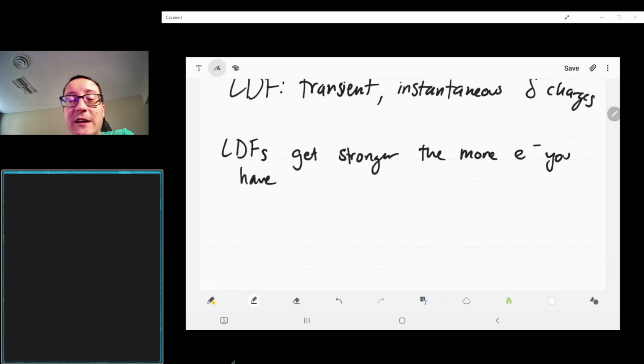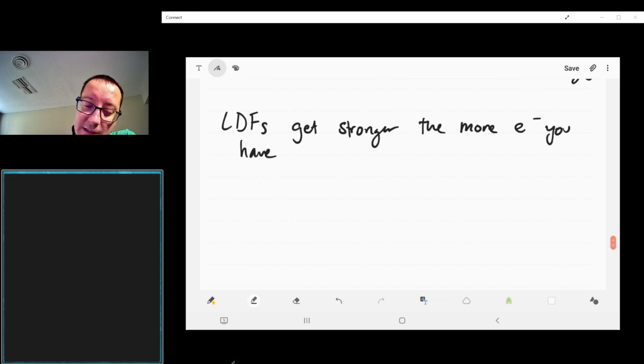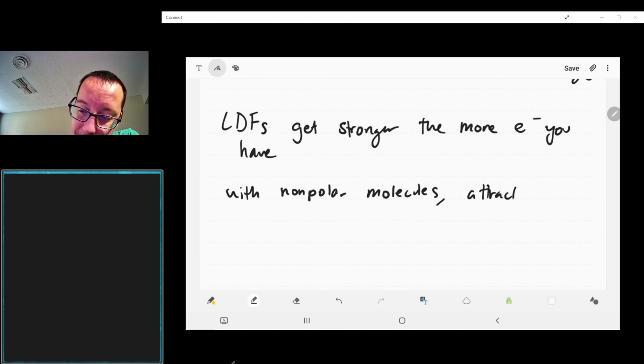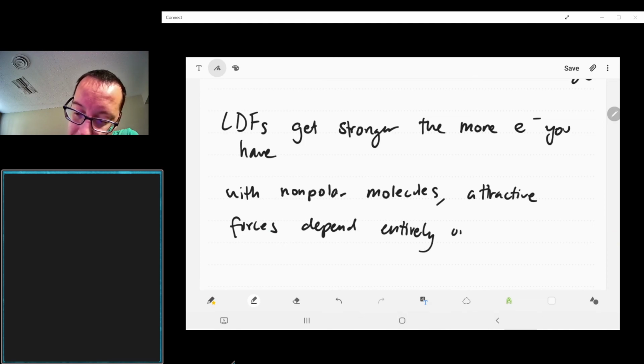So, the more electrons you have, the stronger your London forces become, just because the more electrons you have, the more chance there is for them to gather on one side, or to make that charge a little bit stronger. So we're going to see that with nonpolar molecules, their attractive forces depend entirely on molar mass.